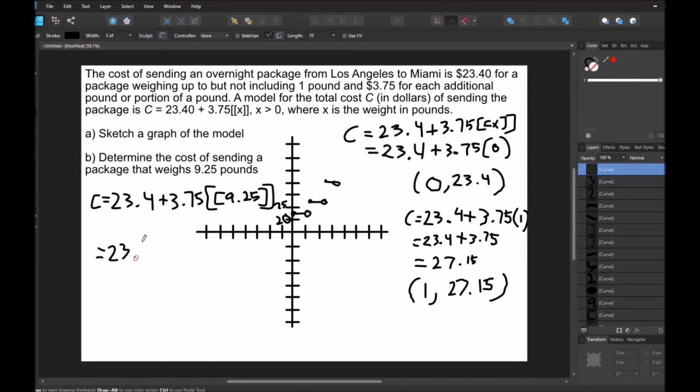So we do 23.4 plus 3.75 times 9, and if you were to multiply 3.75 times 9 and add it to 23.4, you'd get that your answer is 57.15, and the units that we're working with here is dollars. So $57.15 to send a package that's 9.25 pounds, and that's how you would do that one.